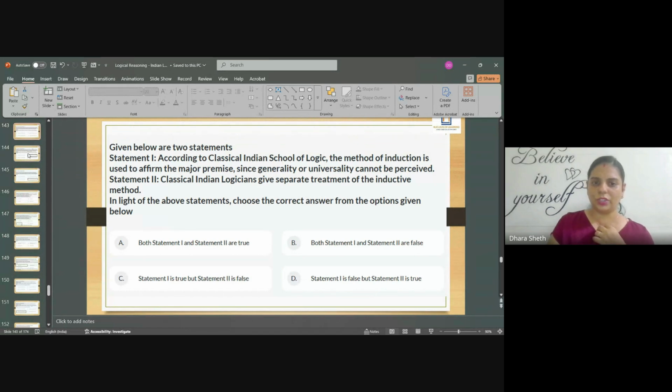The method of induction is used to affirm the major premise, since generality or universality cannot be perceived, and gives separate treatment of inductive method. No. See, the method of induction is vyapti for us, invariable concomitance. It is not the syllogism of Western logic, and we do not give separate treatment to induction. Okay.